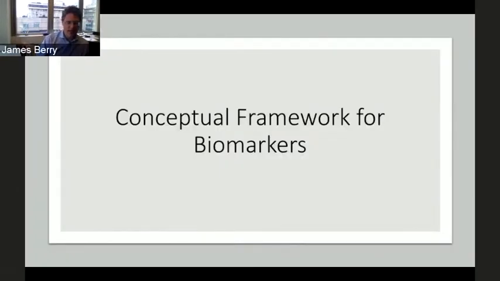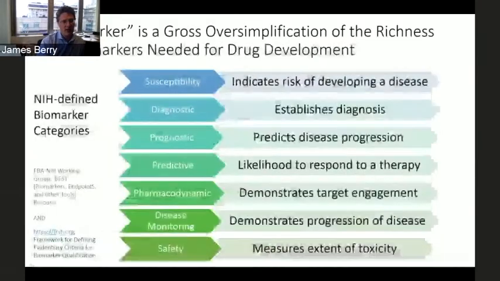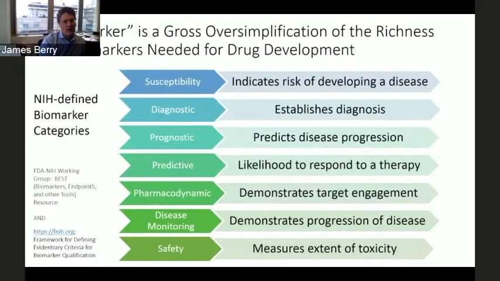From that definition, we can begin to put together a conceptual framework for biomarkers. What I'm going to talk through now comes from a number of different documents: the FDA-NIH Working Group BEST document, Biomarkers, Endpoints, and Other Tools. It's meant to be a resource. It's also outlined in the Framework for Defining Evidentiary Criteria for Biomarker Qualification. I'm not going to talk about qualification in this talk because it's a very complex process, but I will allude to it in at least one slide.